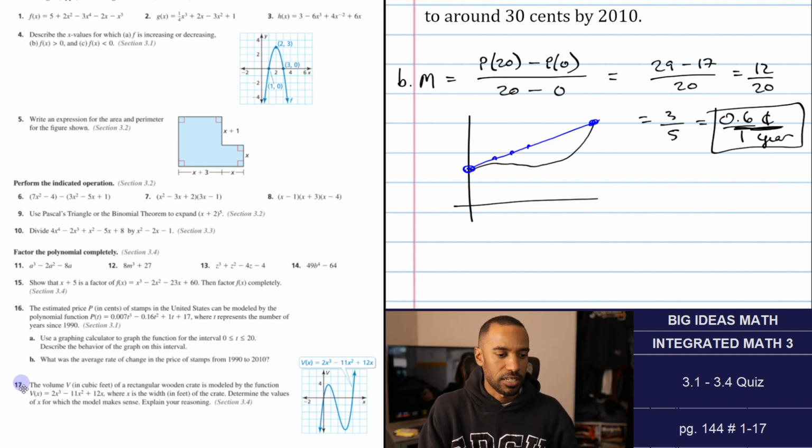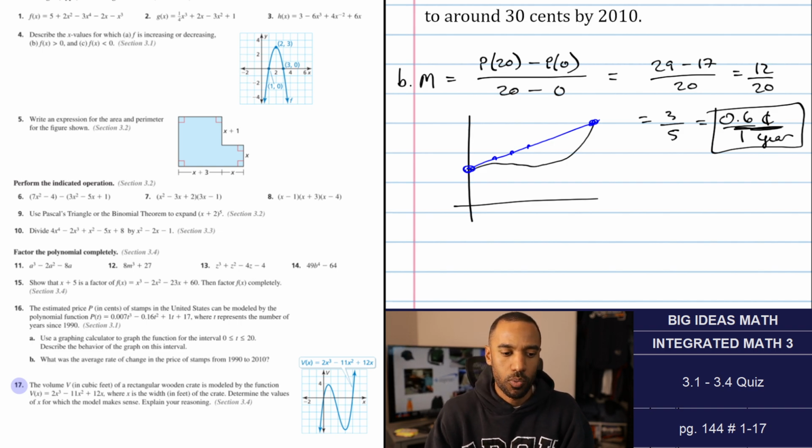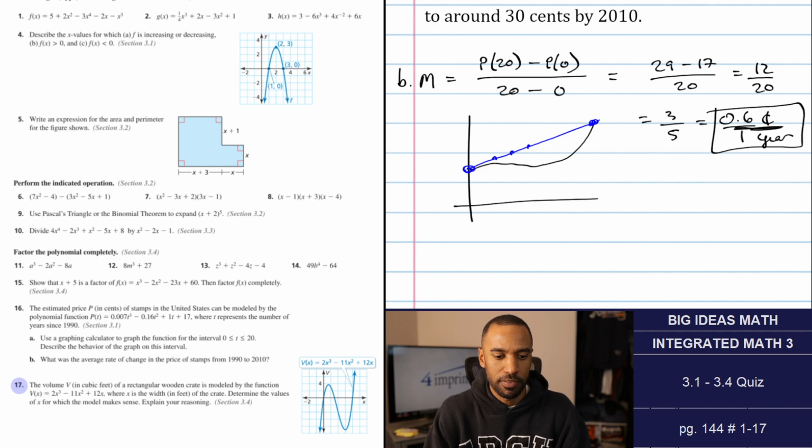Okay, number 17. The volume V in cubic feet of a rectangular wooden crate is modeled by the function V of x equals 2x cubed minus 11x squared plus 12x, where x is the width in feet of the crate. Determine the values of x for which the model makes sense. Explain your reasoning.